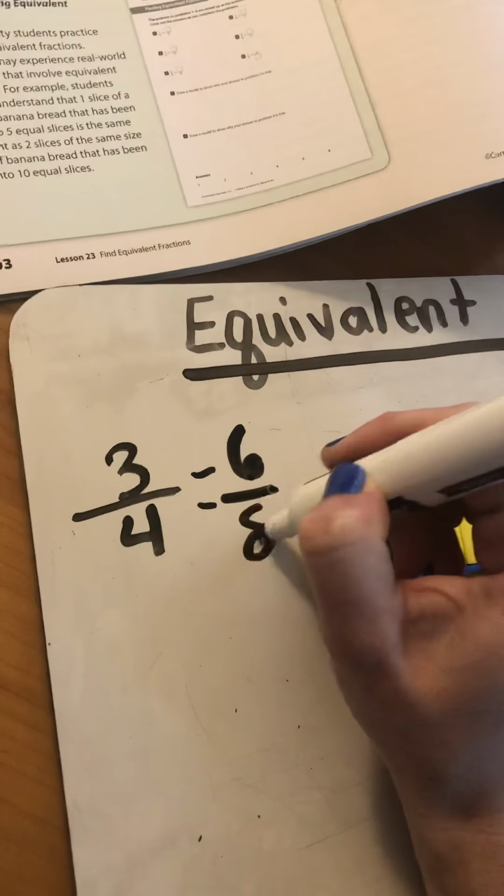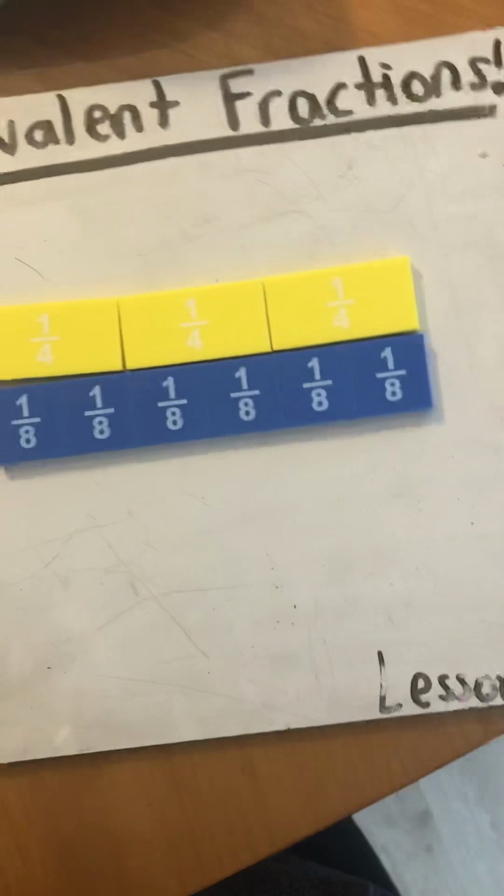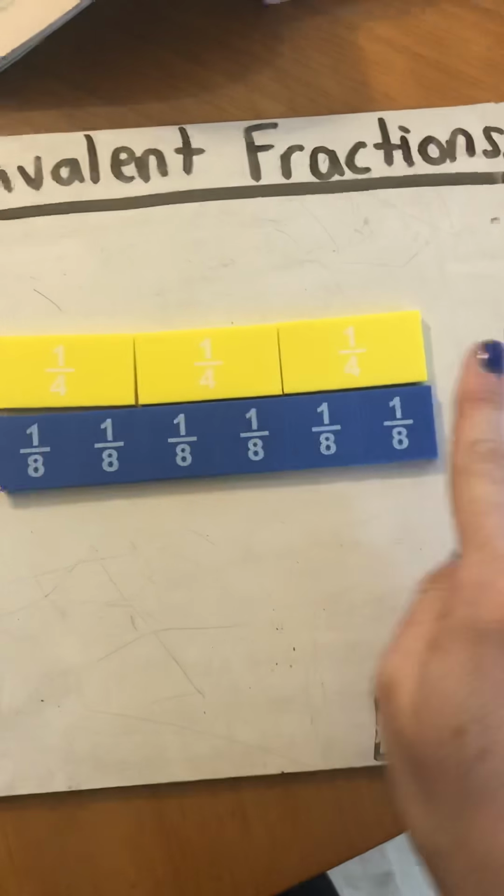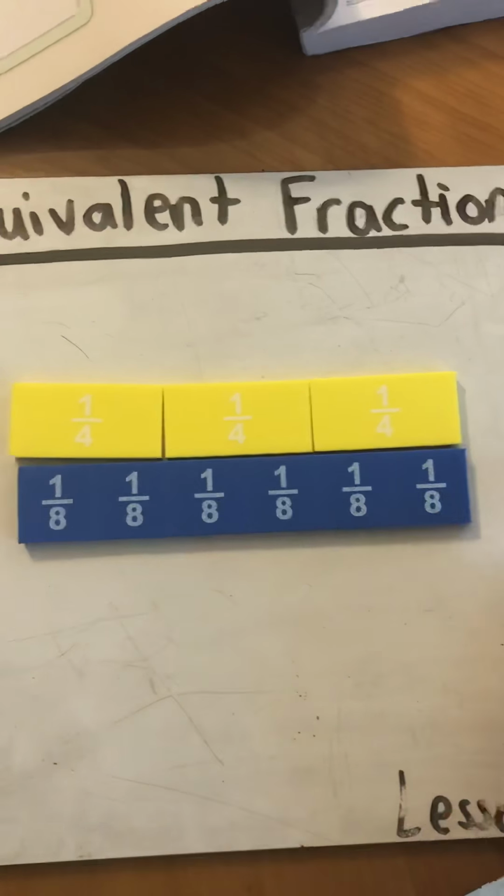6/8. So if you look, you can take those two off. These are equivalent because they are the same length and they equal the same amount. 3/4, 1, 2, 3/4 is the same thing as saying 6/8. They are equivalent fractions.